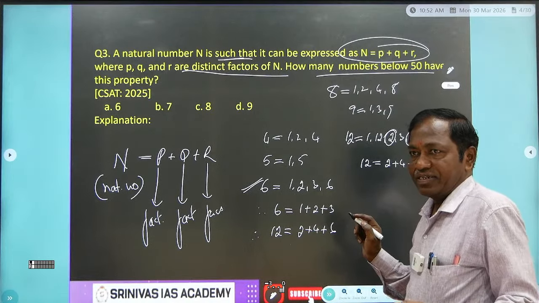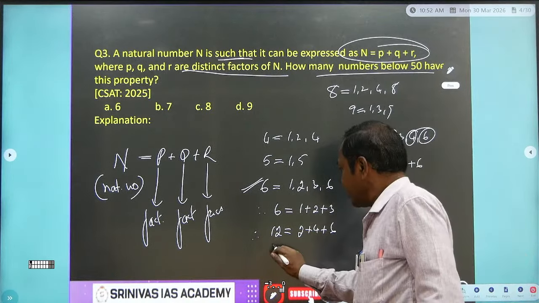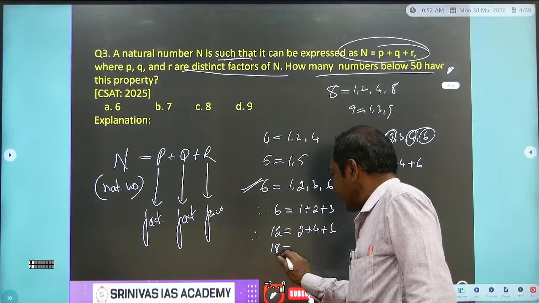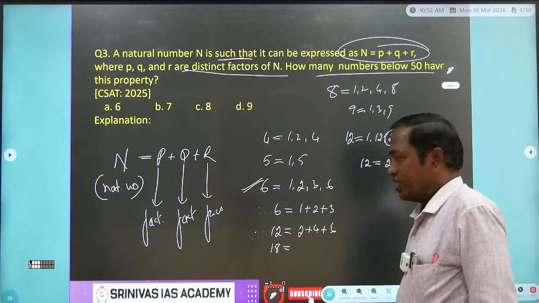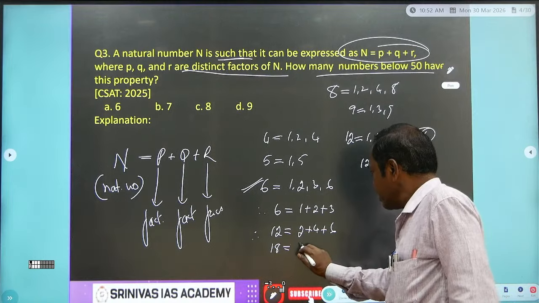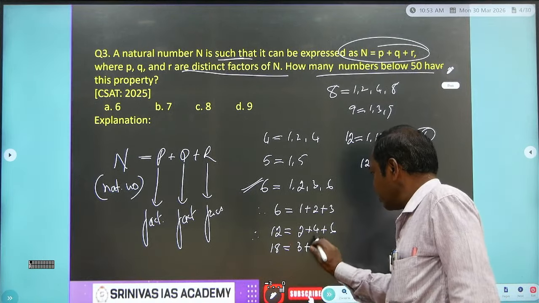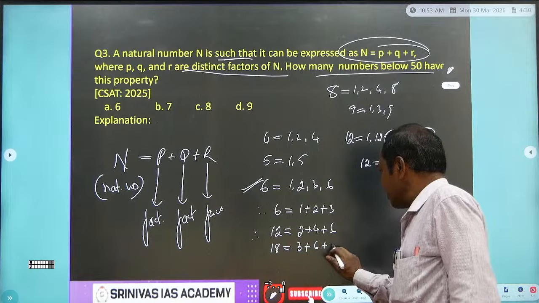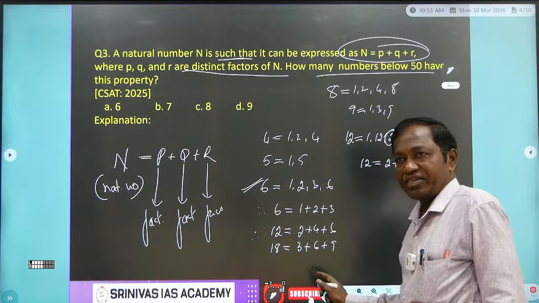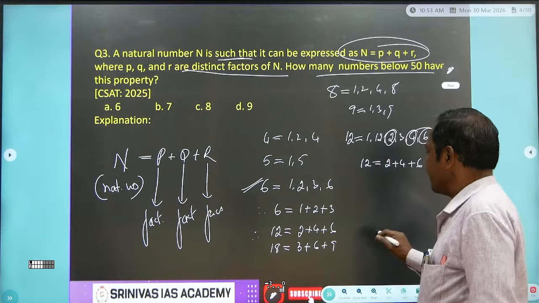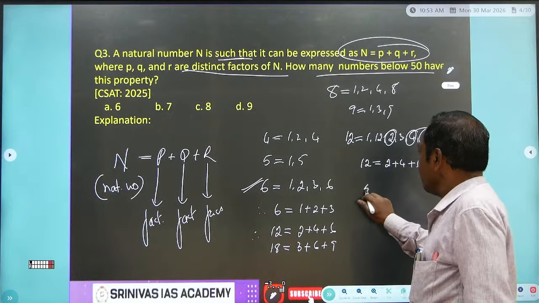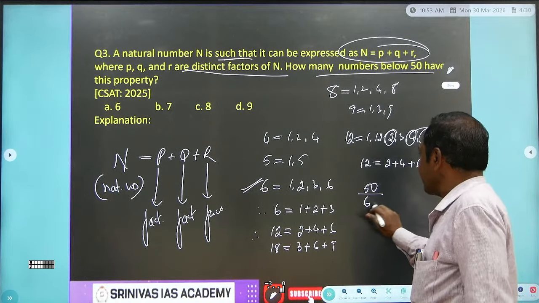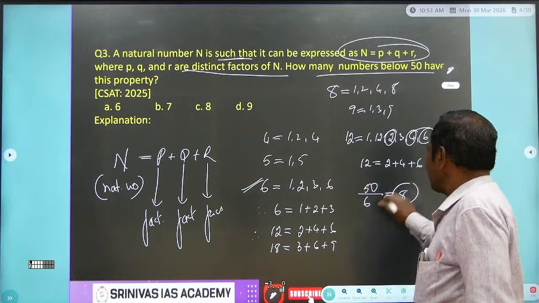Again, if you take like that, 6 into 3 is 18. This becomes 3, 2 into 3 is 6, 3 into 3 is 9. It goes on like that. Multiples of 6. But below 50, 50 by 6, there are 8 such numbers.